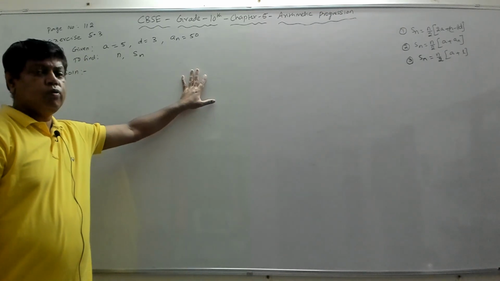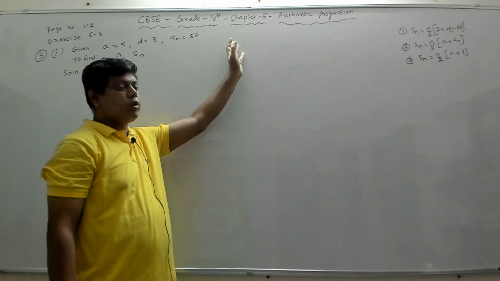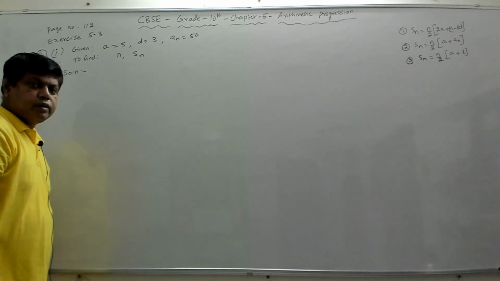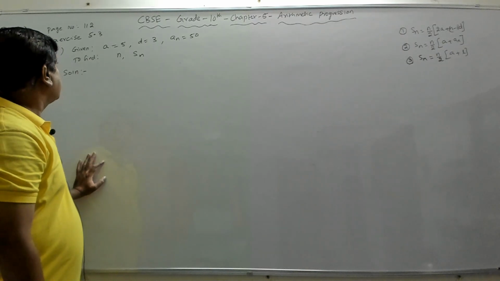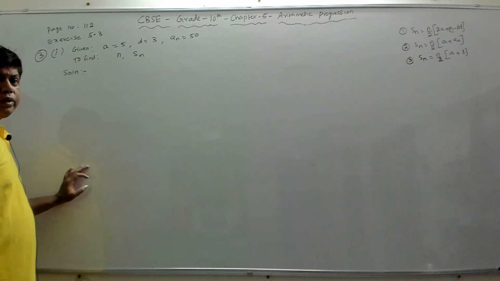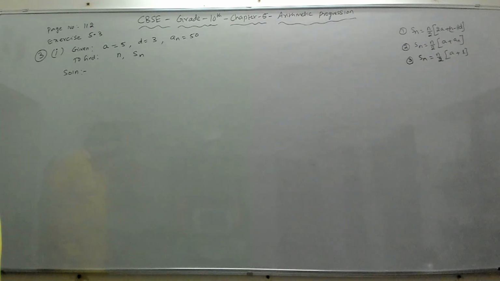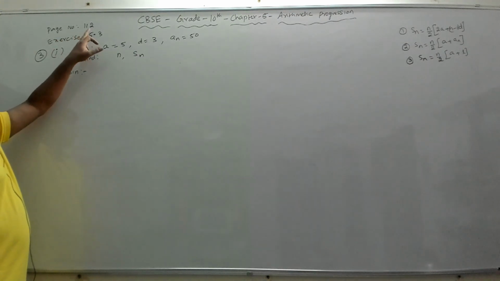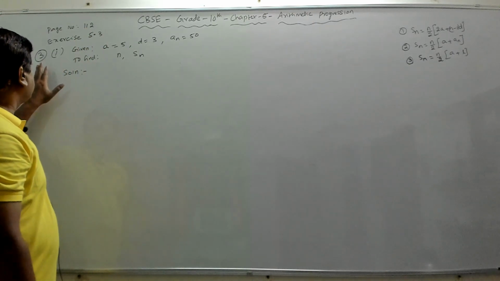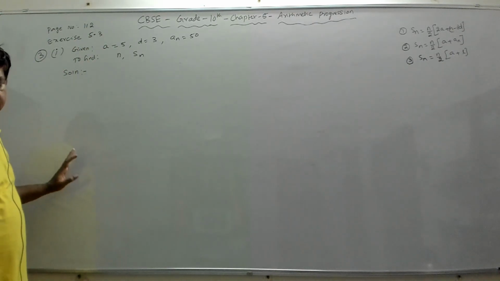In this video, we'll continue with the chapter Arithmetic Progression from your 10th standard CBSE Mathematics, and I will continue with exercise 5.3 on page number 112 of your textbook. Page number 112, exercise 5.3, third problem, first subdivision.